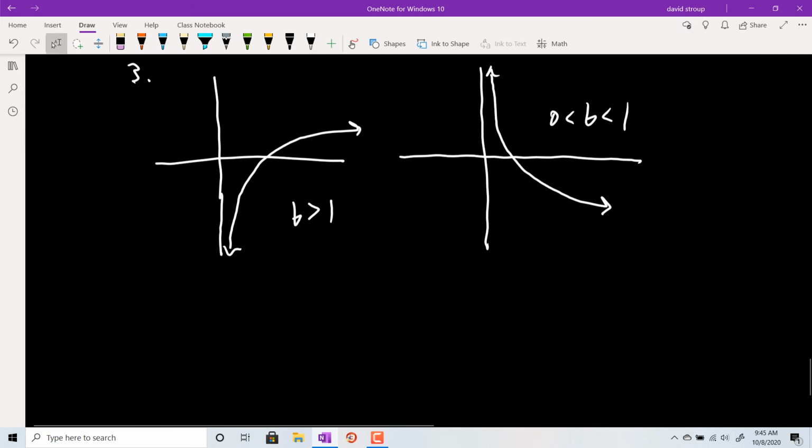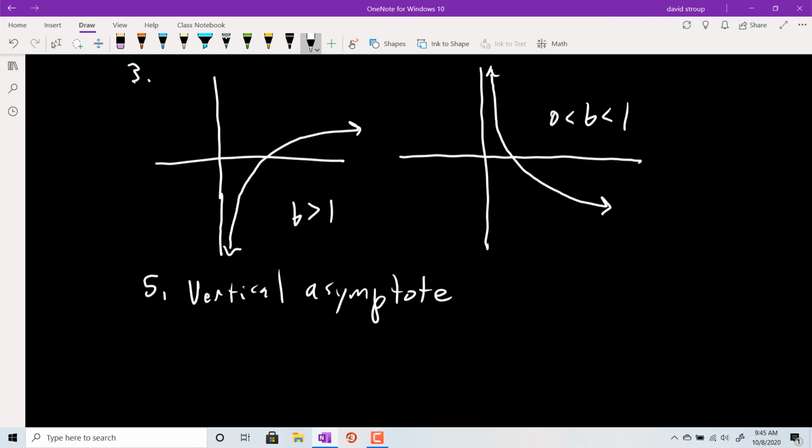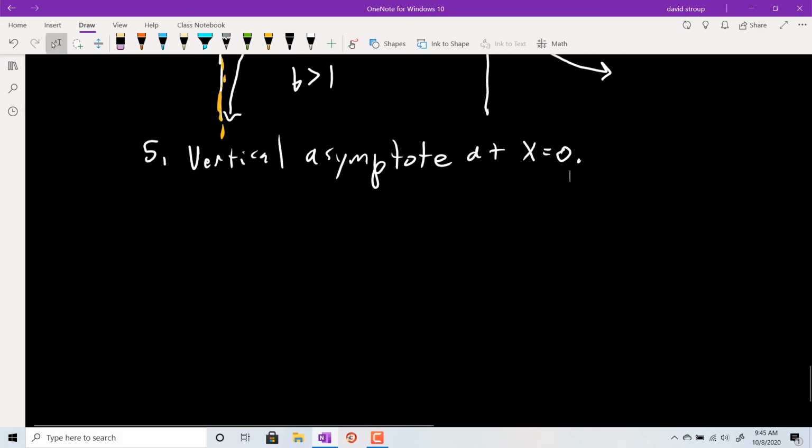Then finally, if you remember the exponential, it had a horizontal asymptote. This one has a vertical asymptote, which of course you can't see as it sits, but it's on the y-axis. Okay. It's right there at x equals 0.